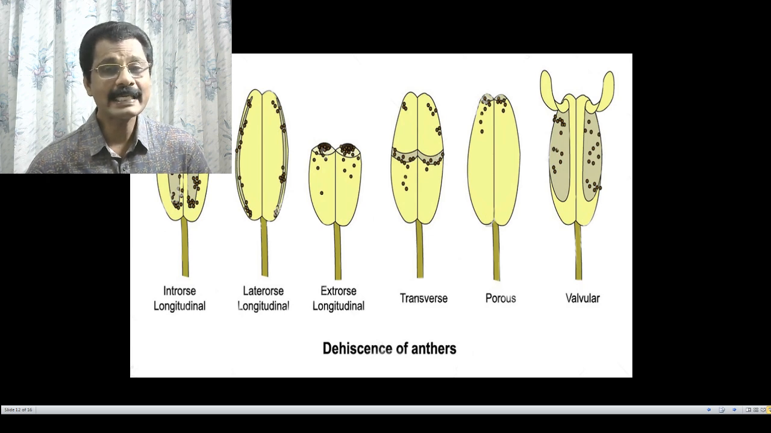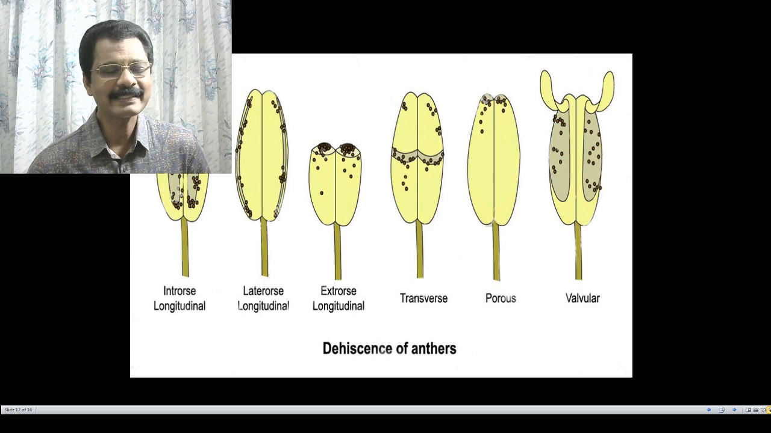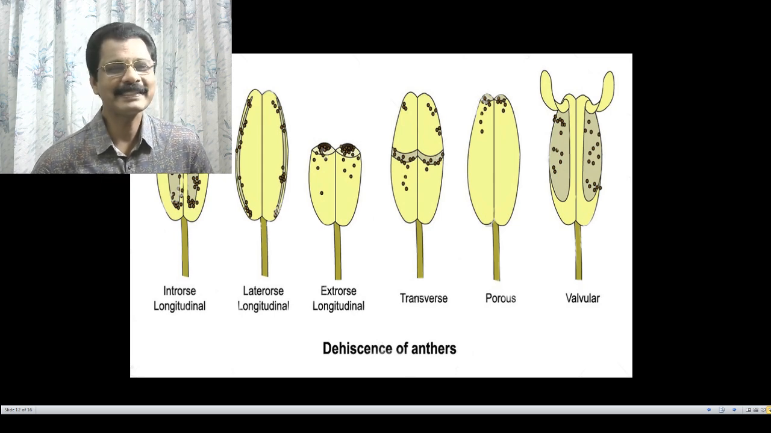Then poricidal dehiscence, apical pore dehiscence, the pore seen at the apex of the theca. So this is called apical pore dehiscence. Sometimes you can see it in the basal region, then it is called basal pore dehiscence. Then it is called valvular dehiscence. Here you can see a flap-like structure, a small opening covered by a flap. This type of dehiscence is called valvular dehiscence. This is seen in Lauraceae members. Okay, will you follow me?